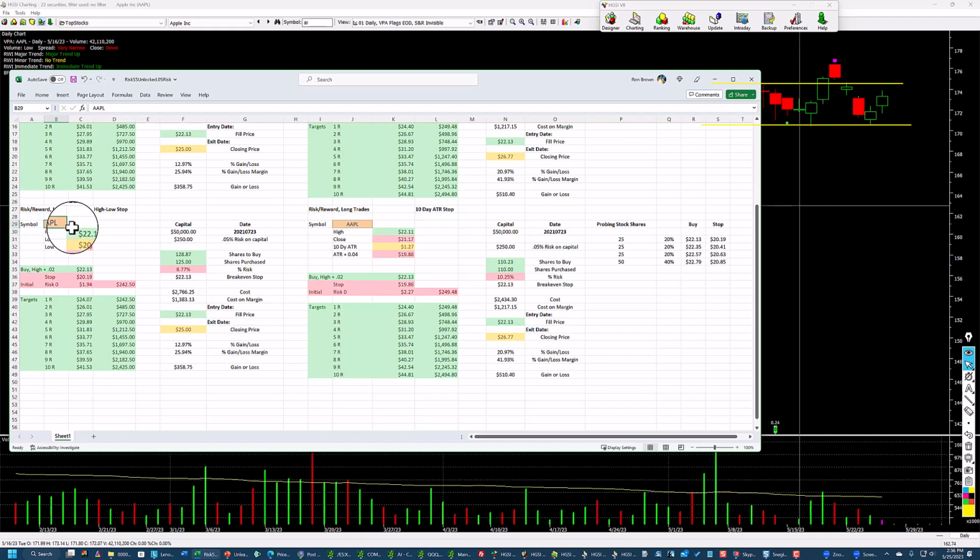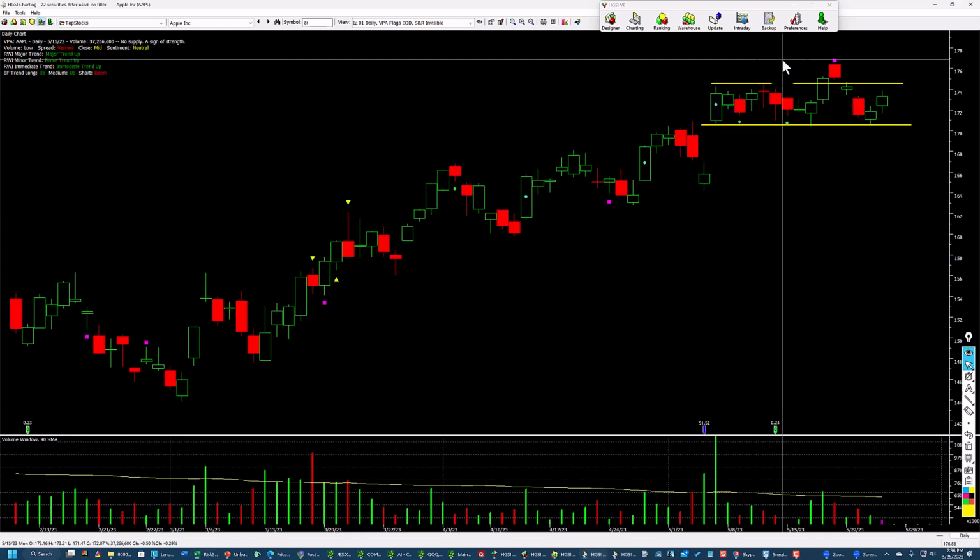Okay, so it fills Apple in here and it fills Apple in here. And this is the 10-day average true range calculation. And this is just the risk level calculation, which I would be using here. Now let me clear the screen. That's not letting me clear it for some reason.